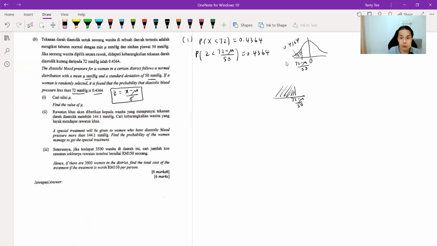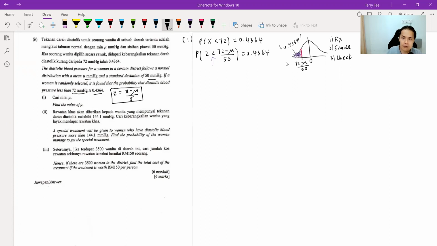I always tell my students, use 3 steps. Number 1, you fix the position, either on the left or on the right. Number 2, you shade the region. Where to shade depends on the sign here. If it's less than, we shade to the left-hand side, right? Number 3, we always have to counter check whether the area matches the probability.